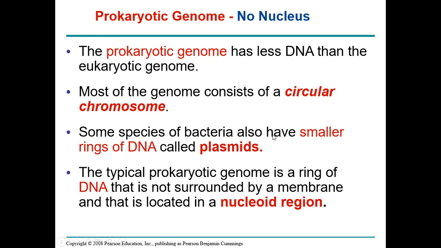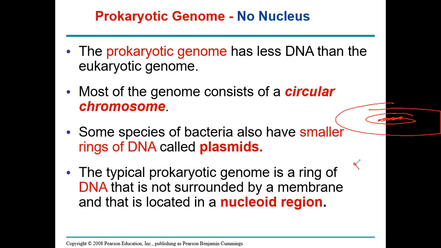Some species of bacteria also have smaller rings of DNA called plasmids. In addition to the main DNA, they have smaller rings of DNA. Such things are known as plasmids. The typical prokaryotic genome is a ring of DNA that is not surrounded by a membrane and is located in the nucleoid region. In the major difference between a prokaryote and a eukaryote, a eukaryote has a central region, and inside the nucleus you can see the DNA.